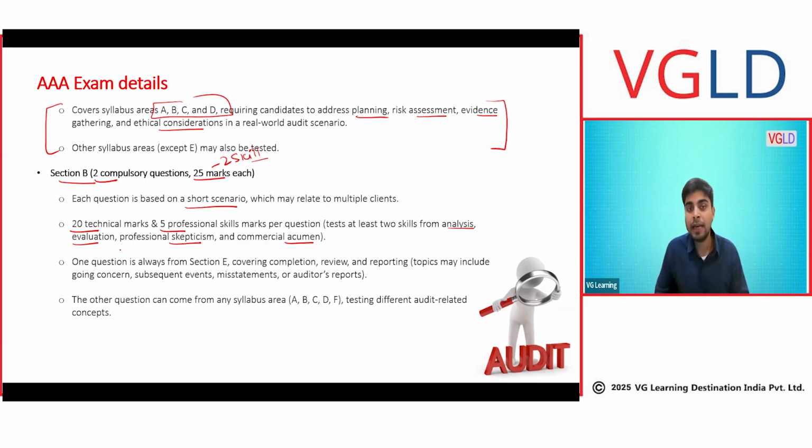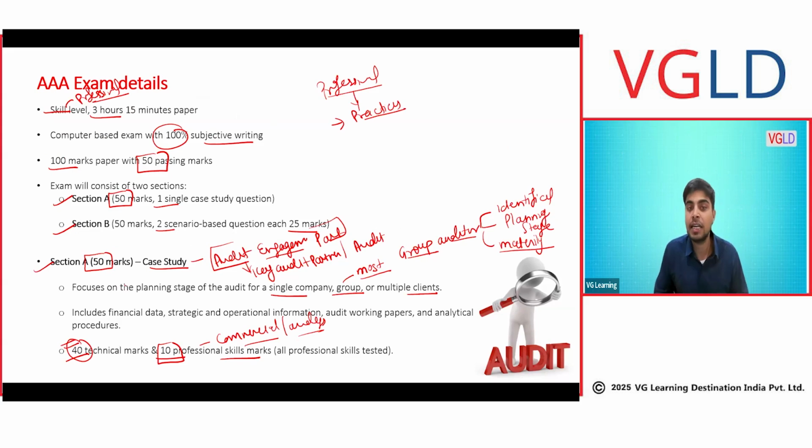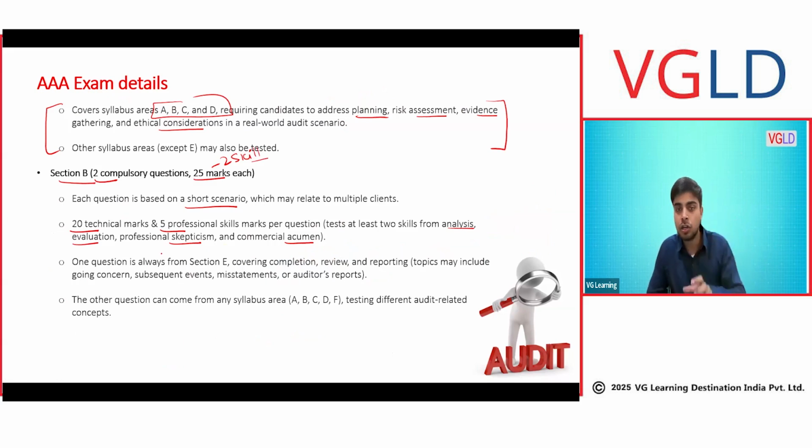A short scenario will be there, not a comprehensive case study like section A. In section A, we have to understand the entire group, understand its subsidiary relationship, see whether there is any foreign exchange issue, any supplier issue. We have to look at so many areas in section A. But in section B, we will be given short scenarios, and based on that, we have to respond.